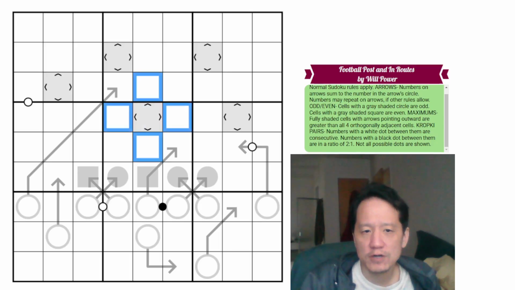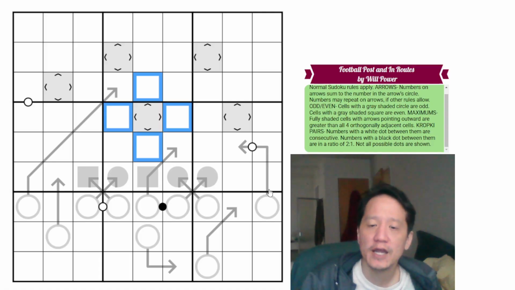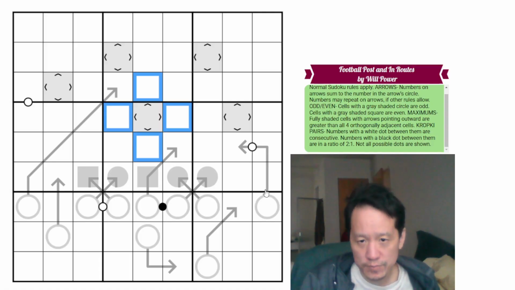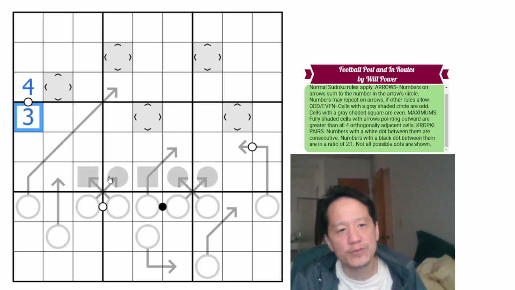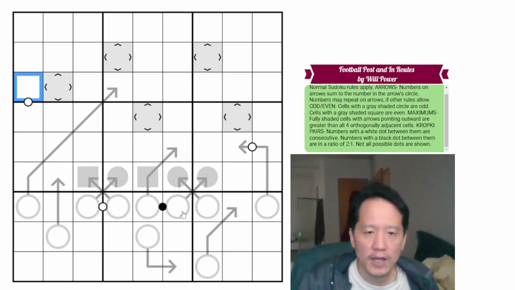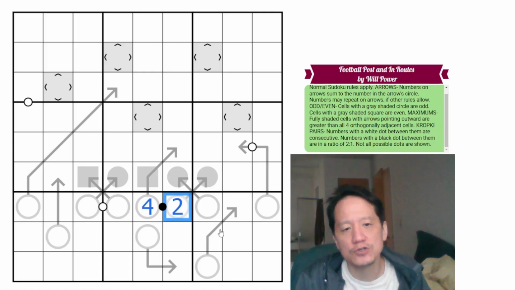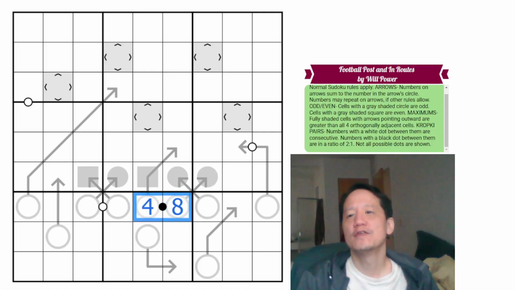And the final rule set that we have are Kropki pairs. Numbers with a white dot between them are consecutive. Numbers with a black dot between them are in a ratio of 2 to 1, and not all possible dots are shown. So, for example, if this was 4, this would have to be 3 or 5 to maintain a consecutive set between these two. And if this were a 4, this would have to be a 2 or an 8 to make sure that there's a 1 to 2 ratio between these digits that are separated by a black Kropki dot. And those are all the rules.